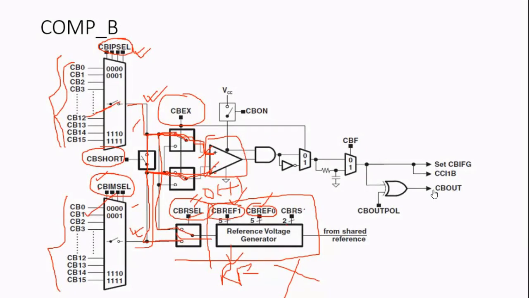Now V reference 1 is used for CB out 1. This is the CB out value. When it is 1, you can use V reference 1. When CB out equals 0, you can use V reference 0.